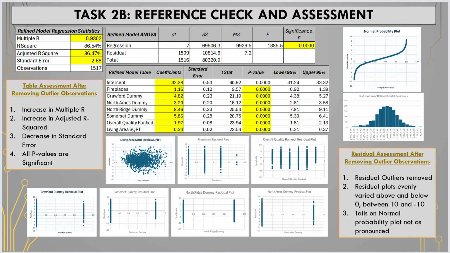And then we can also look to our normal probability plots over here. While this normal probability plot is not perfectly straight, we would like to get this as straight as possible. We can see that the tails of the normal probability plot are not as pronounced.